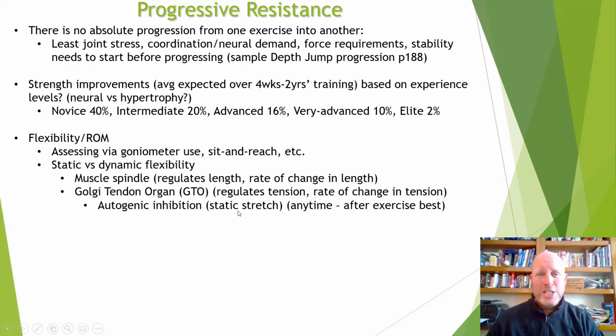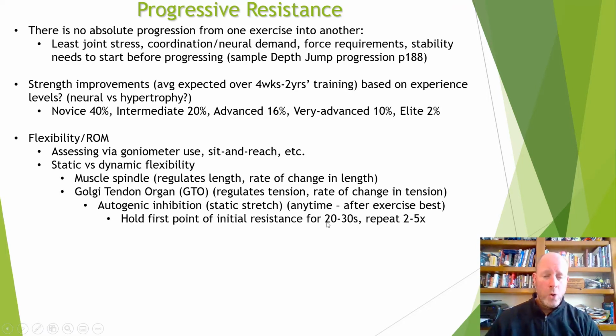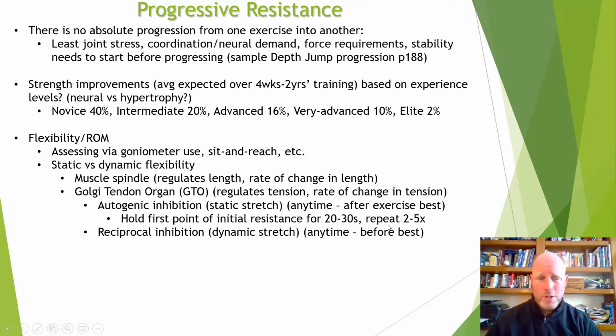Autogenic inhibition is what the static stretch is. You're autogenically inhibiting the muscle by allowing the Golgi tendon organ time to override the muscle spindle. And again, after exercise is best, but you could totally do it earlier or between sets. Just got to see how it feels for the individual who's doing it, what kind of benefit they get. Hold that point of first resistance for 20, 30 seconds, repeat it 2 to 5 times. Honestly, maybe 10 times or more, all depending on the need, but not once. Even twice is not very much.